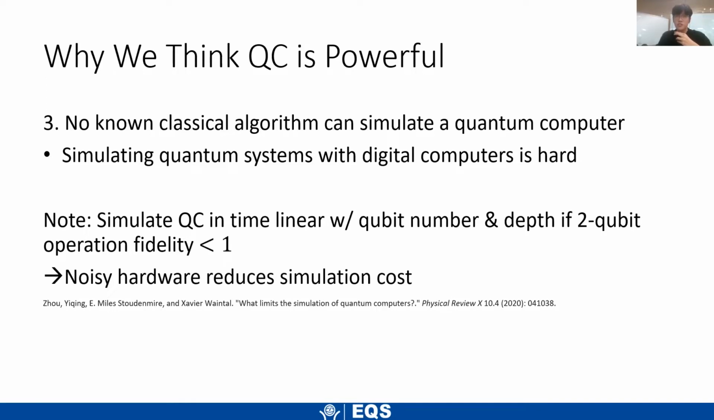And one interesting thing to note, I've added this based on some recent results: actually, we can simulate quantum computing in time linear with the qubit number and depth if the 2-qubit operation has a fidelity that's less than 1. So basically, if we have noisy hardware, it's actually easier to simulate. And so this is one of the actual reasons that we want to increase the gate fidelity. Of course, there are other reasons, but this is one of them.